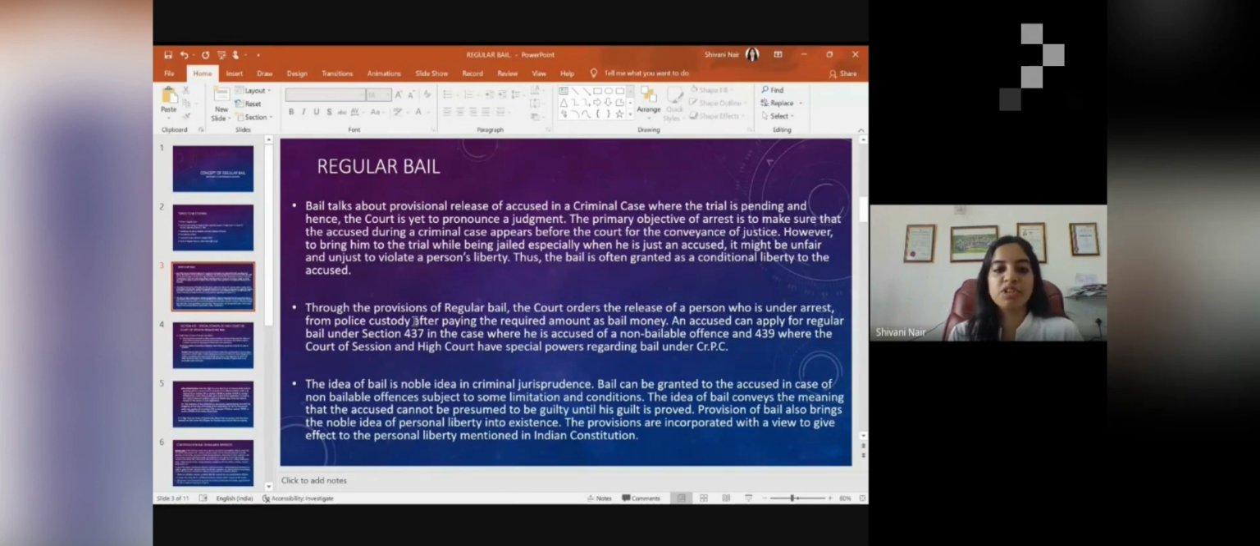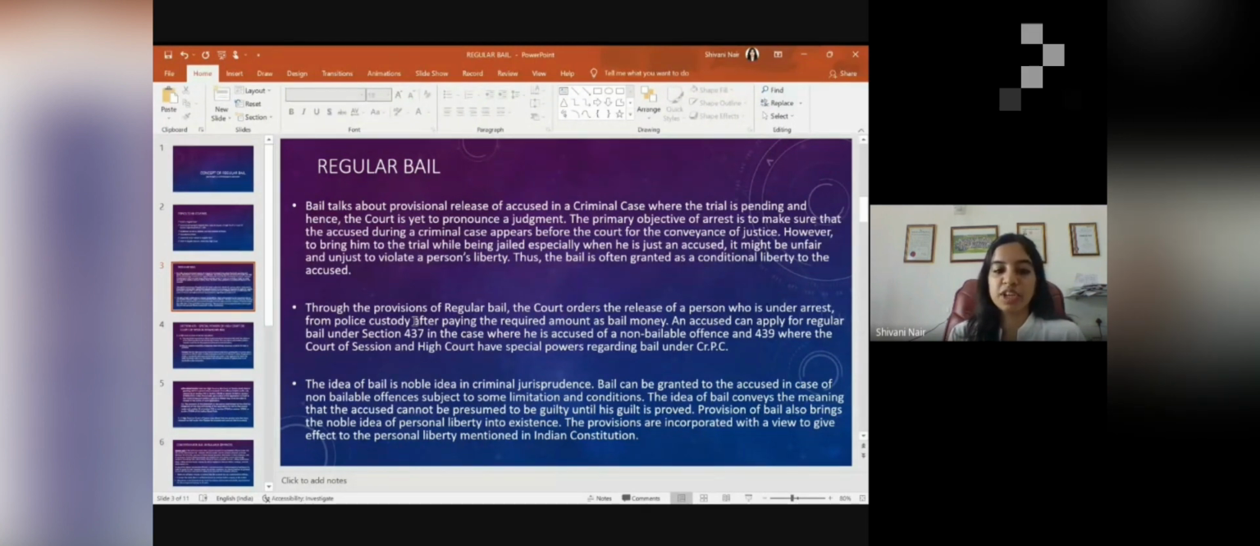However, to bring him to the trial while being jailed, especially when he is just an accused and not convicted, it might be unfair and unjust to violate his personal liberty. So, bail is granted as a conditional liberty to the accused. In certain cases, it is the right of the accused to be granted bail, and in certain cases he will not be granted bail. And even in cases of offenses such as non-bailable offenses, it is upon the discretion of the court whether to grant him bail or not.